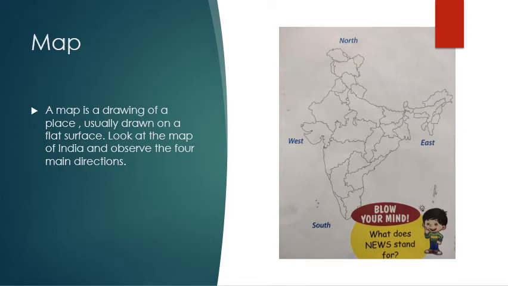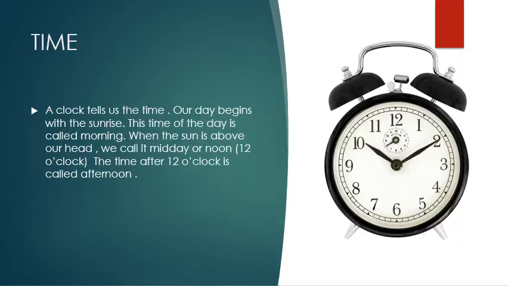Then is the map. You all must be knowing about the map. What is a map? A map is a drawing of a place, usually drawn on a flat surface. As we draw drawings of different things, in the same way, the drawing of a place is a map. On the map also we can see the four directions: north, south, east, west.